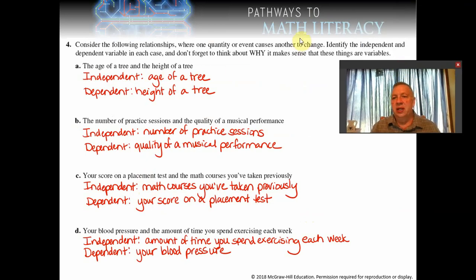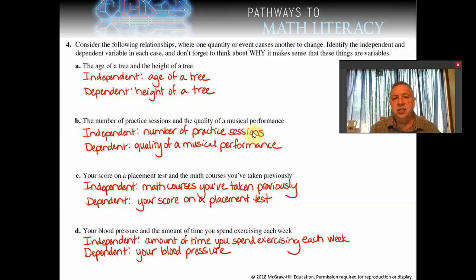So consider the following relationships where one quantity or event causes another to change. Identify the independent and the dependent variable in each case, and don't forget to think about why it makes sense to define them as this. The age of a tree and the height of the tree. Well, you don't get the height first and then get to pick the age, right? You can determine the age from the height, but the age of the tree is really the independent variable. That's the thing that's going to happen, whether you want it to or not. And then the dependent is the height. So the longer you give it the time, the more it grows.